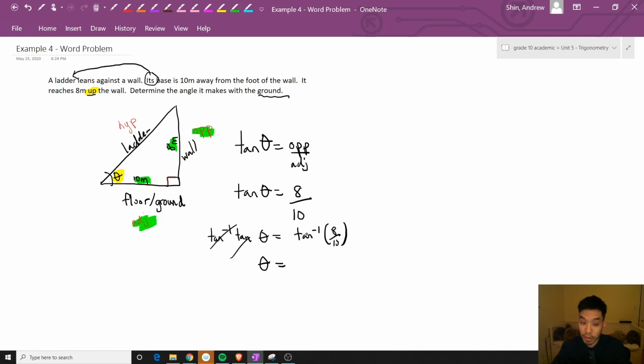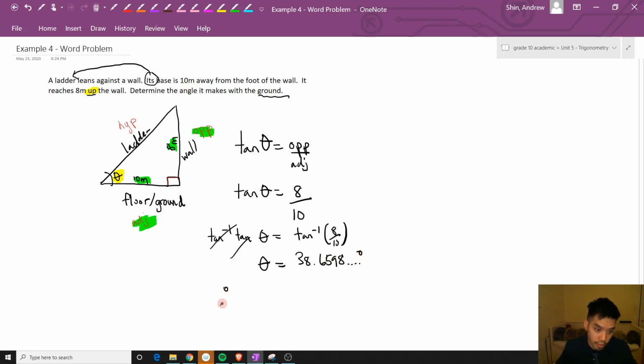And I'm going to stress in brackets, okay, because some calculators, if you do tan inverse 8 divided by 10, they would do tan inverse of 8 and then divide that answer by 10. No, you need to find out what 8 divided by 10 is first, and then tan inverse, okay? And this is going to give us an angle of 38.6598... degrees. And that's it.